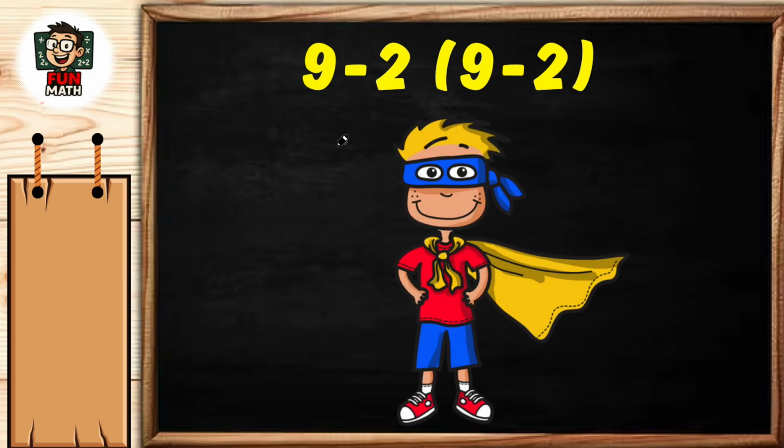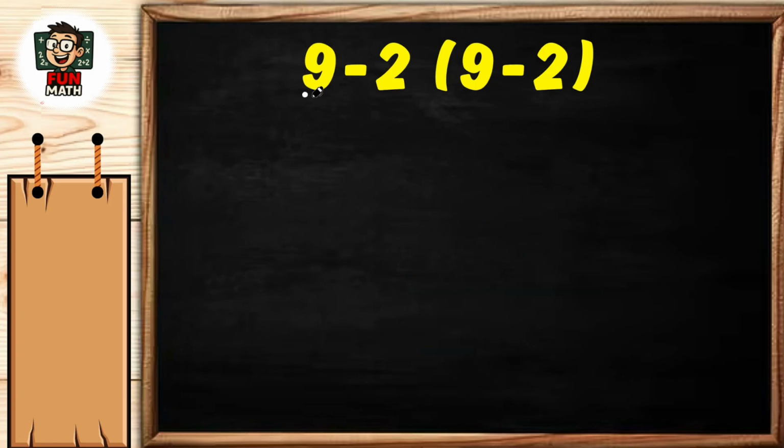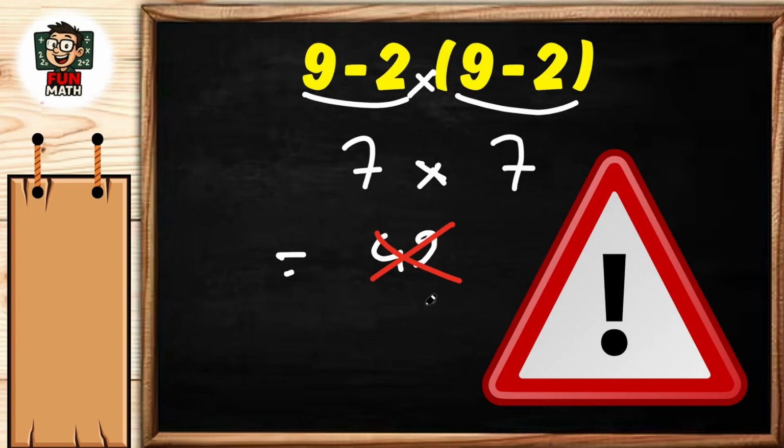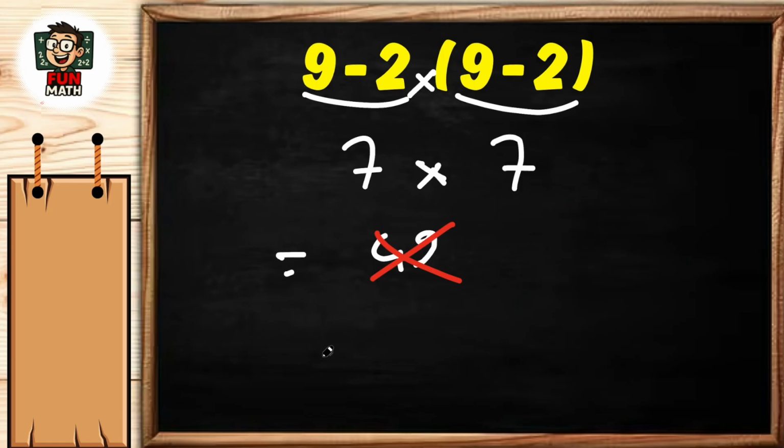Let's take a quick look at our question. 9 minus 2 equals 7. There is hidden multiplication in between. 7 times 7 equals 49. If you solve it this way, you made a mistake, because we didn't pay attention to order of operation.